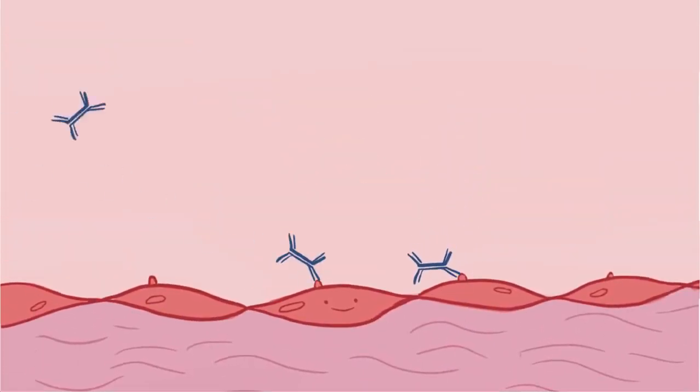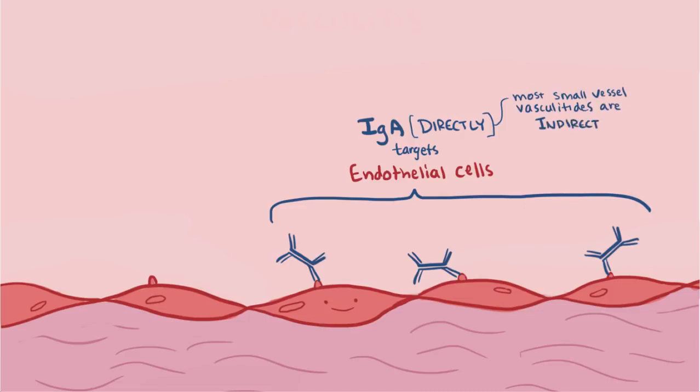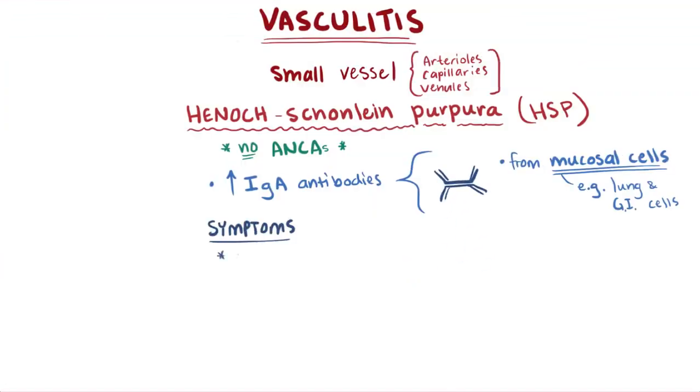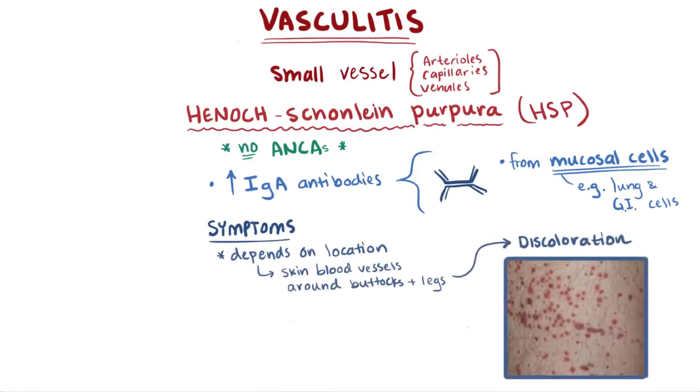In HSP, the person starts making IgA that directly targets their own endothelial cells, likely because of molecular mimicry. And this goes against the general trend of small vessel vasculitides being the result of indirect damage. Symptoms are going to depend on where the IgA decided to attack the small blood vessels. One more common place is the skin blood vessels around the buttocks and legs, which leads to a significant skin discoloration that looks like blood is pooling under the skin surface, called purpura. One indication that the disease is HSP is that the skin discoloration is palpable, as in you can feel it raised above the normal skin.